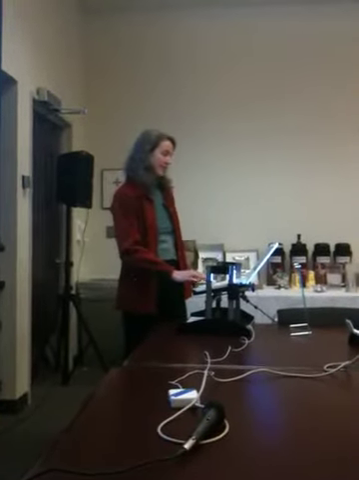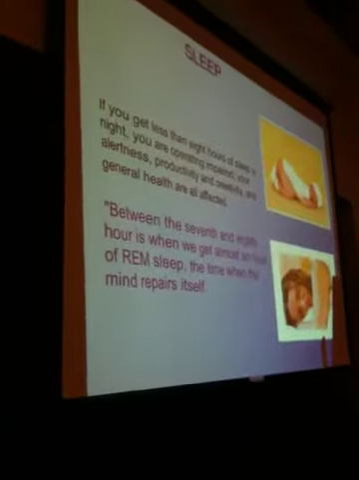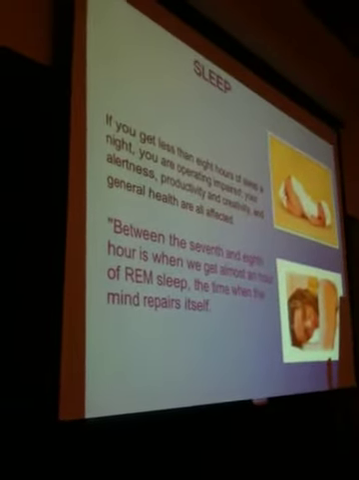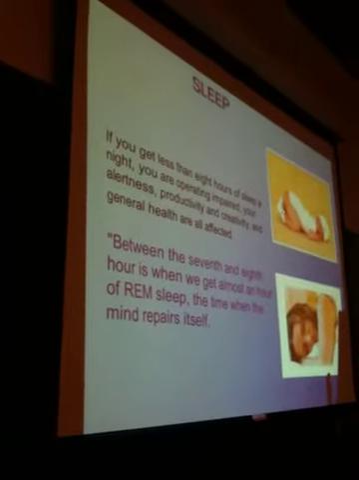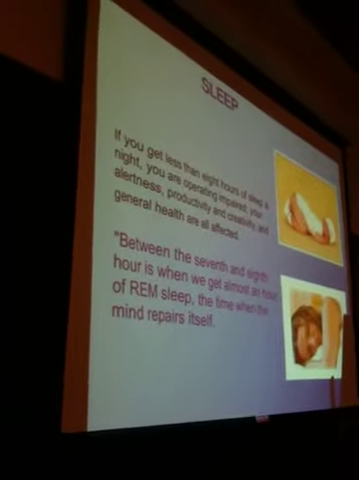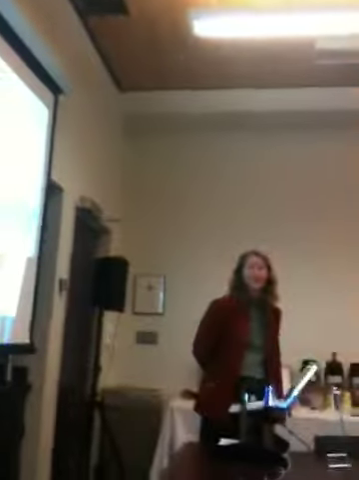And also regular sleep. So getting to bed at the same time, doing it before 11 o'clock at night, and getting at least 8 hours of sleep are all really important to maintaining cortisol levels. If you get less than 8 hours of sleep a night, you're operating impaired. Your alertness, your productivity, and creativity, and your general health are all affected. It's really between the 7th and 8th hour that you go into a REM state of sleep, and that's when the mind repairs itself. When you don't get enough sleep, cortisol levels not only are higher, but they stay higher for a longer period of time.